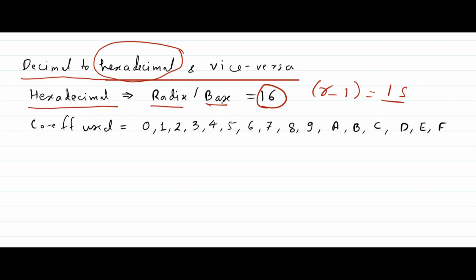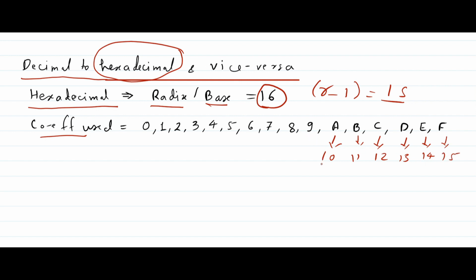So what are those variables or coefficients which are used in the hexadecimal number system? The coefficients used are 0, 1, 2, 3, 4, 5, 6, 7, 8, 9, and after 9 it will be a, b, c, d, e, f, where a is equivalent to 10 in decimal, b is equivalent to 11, c is 12, d is equivalent to 13, e is equivalent to 14, and f is equivalent to 15.